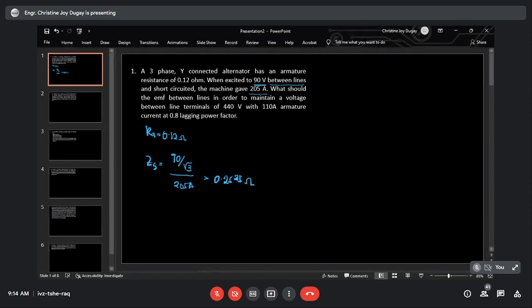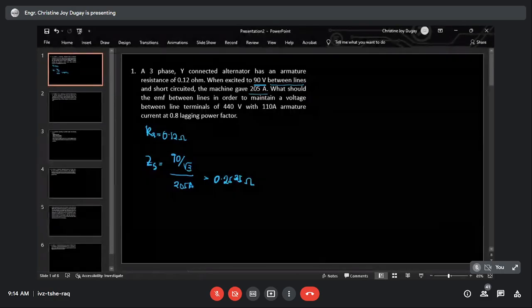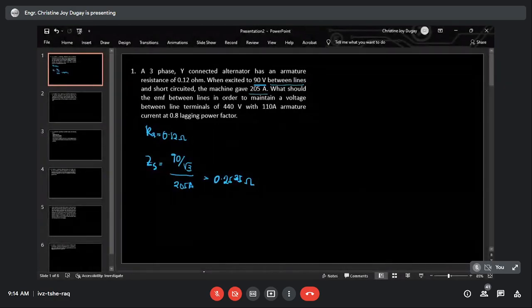Or how are we going to get to complex numbers? Gawin natin siyang complex numbers para makuha ninyo kung ano yung value ni. Ano ang hinahanap natin dito? This will be the value of the synchronous reactance, or that is the XS. Yan po ang kailangan natin para ma-determine po natin yung value ni angle po natin.